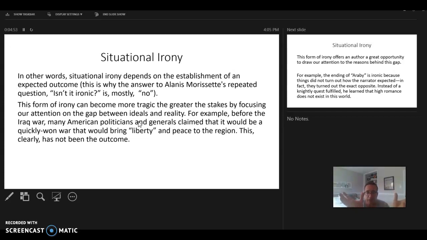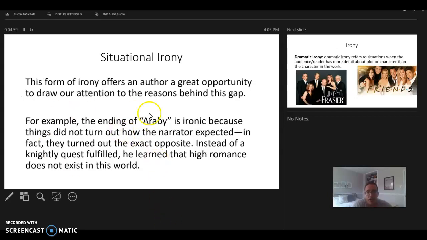It's not funny, but we can describe this as situational irony, right? There's a gap between the two things. And in stories, what this irony does is it allows the author an opportunity to draw our attention to the reasons for this gap, to why there's this gap between these two things.